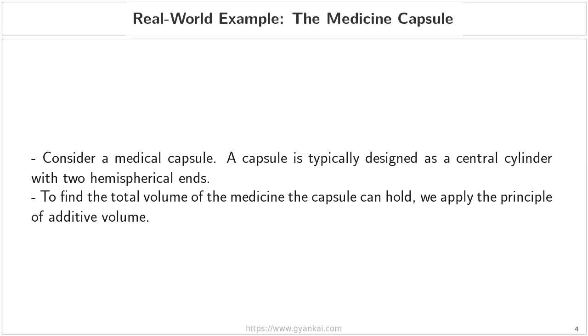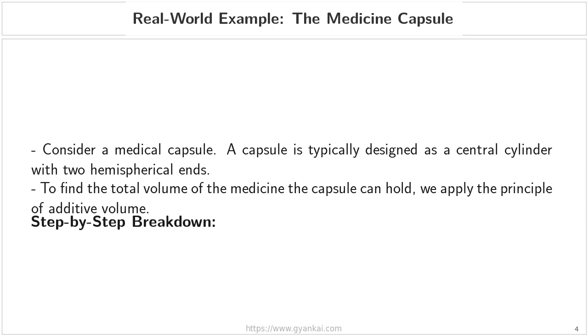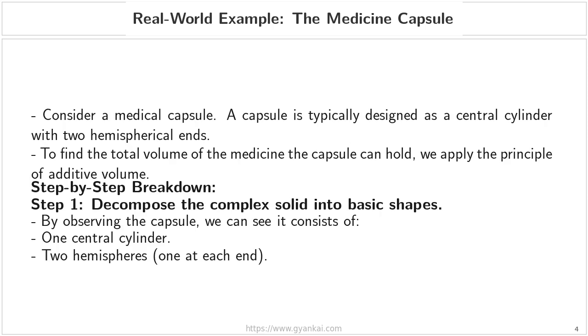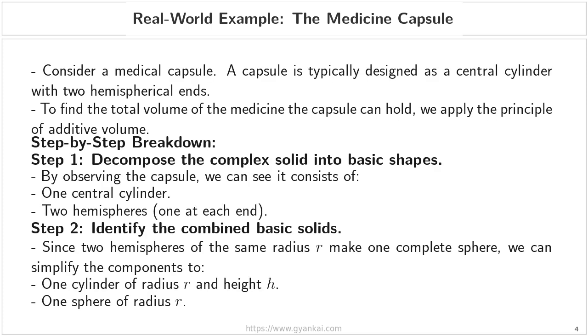To find out exactly how much medicine this capsule can hold, which is essentially finding its total volume, we are going to apply the principle of additive volume that we just discussed. To solve this, I want you to follow a systematic, step-by-step breakdown. In step 1, our goal is to decompose this complex solid into basic, recognizable shapes. By observing the capsule, we can clearly see it is made up of one central cylinder and two hemispheres, one located at each end.